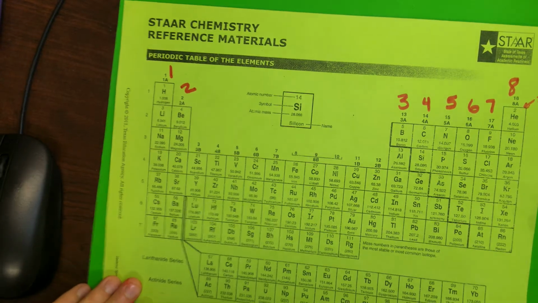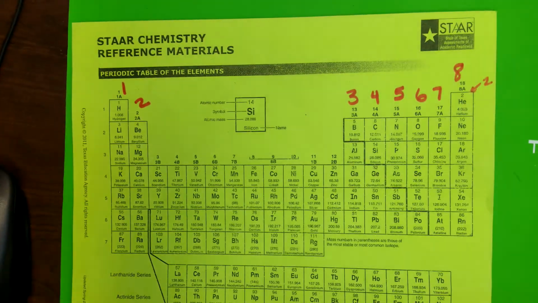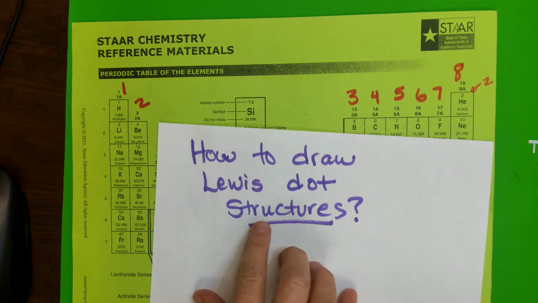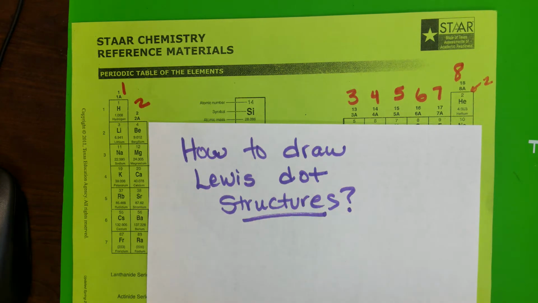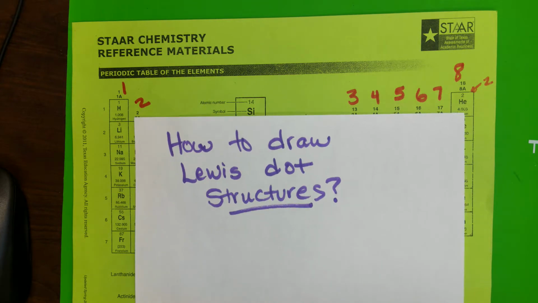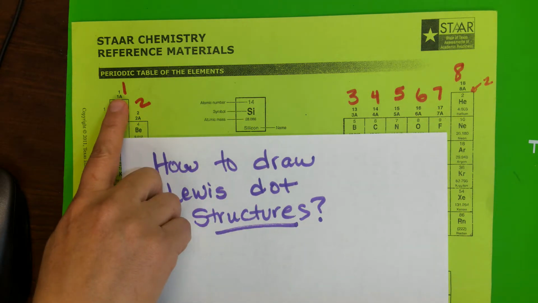Okay guys, so today we're going to learn how to draw Lewis dot structures. That is our main focus, the structures. So we have to go back to the Lewis dot. What is the Lewis dot? How do you get the Lewis dot? You get it by these numbers.